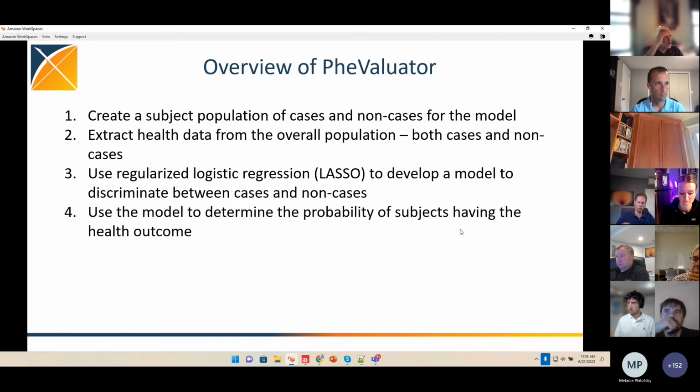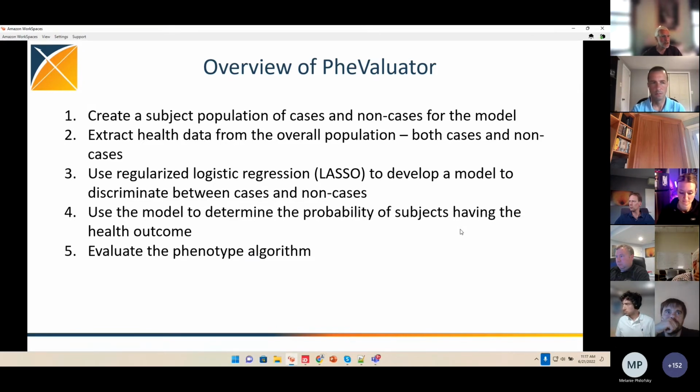You then use the model to determine the probability of subjects having the health outcome. So in this case, you might take 2 million subjects, apply the model to those 2 million subjects, and get a set of 2 million subjects where you know the predicted probability for them having the health outcome of interest. Once you have that large population, you can then evaluate the phenotype algorithm.